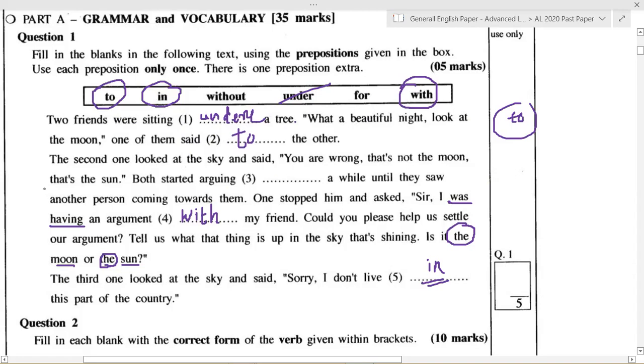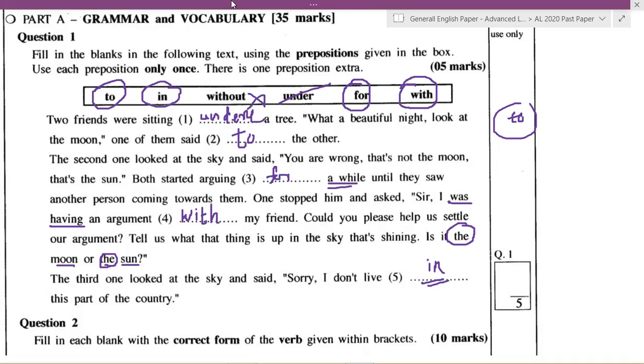The second one looked at the sky and said, "You are wrong. That's not the moon. That's the sun." Both started arguing for a while. A while. For a while. And of course, without is not applicable to any of these.